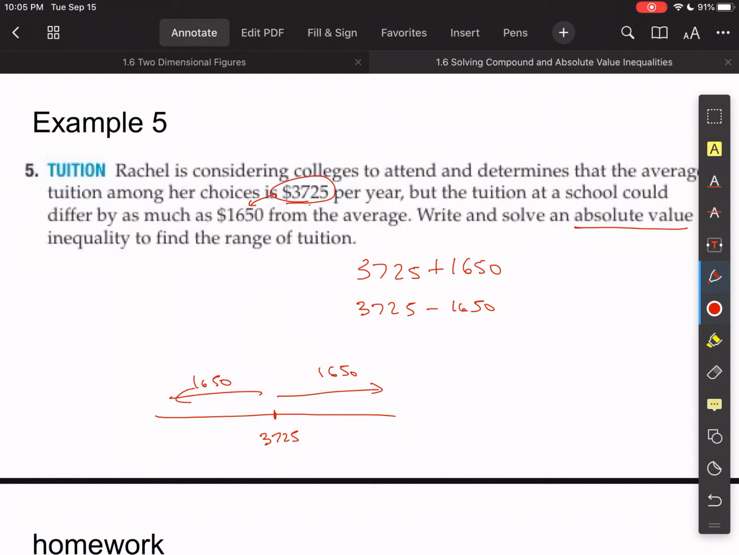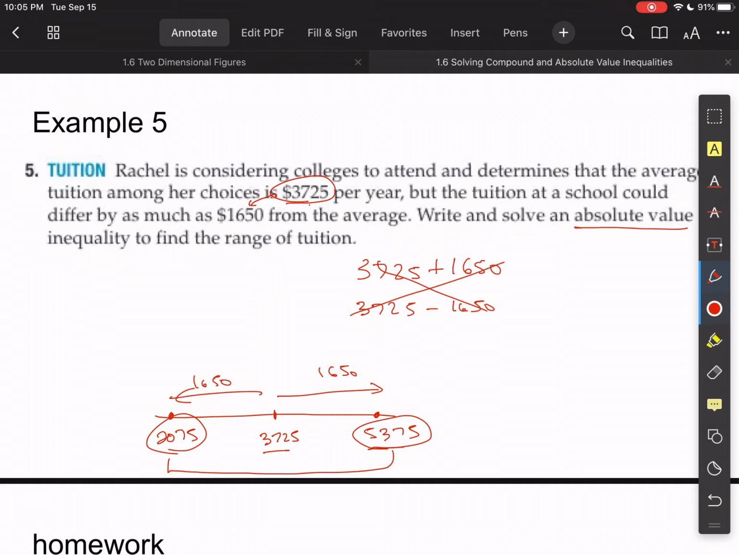Okay, so right away there, I'll do the math for you just to make this fast, but that would put me somewhere over here at 53.75, or in this direction it would put me at 20.75. I'm just subtracting 16.50 from this and adding 16.50 to that. So that's my range. The tuition can range all the way from here to here. So that part's easy, but they want us to write and solve an absolute value inequality to find this range. If you just wanted to find the range, that's probably how I would do it. But since they want us to go back to what we know about absolute values, we can do that.